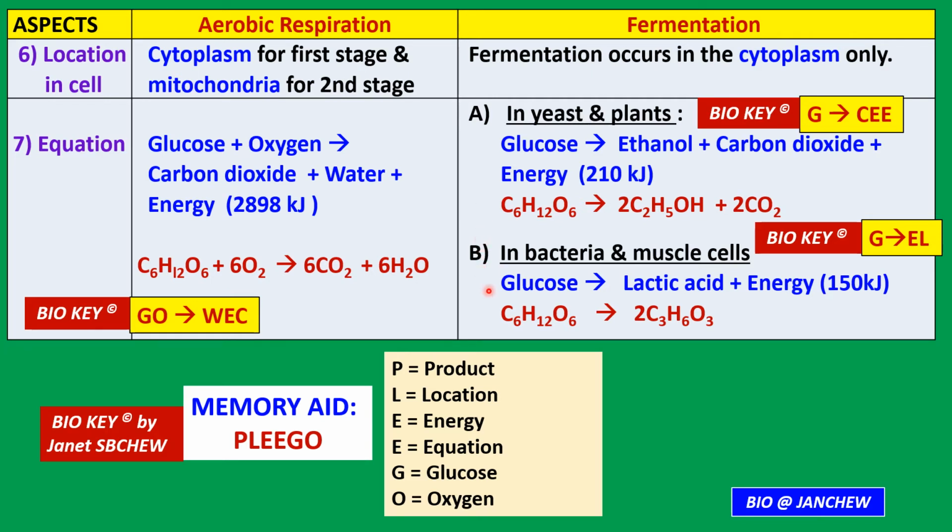Then for bacteria, in bacteria and muscle cells, remember GEL. Glucose produces lactic acid and energy, right? Always write the energy last, and then you can put in brackets the amount of energy. So here, these equations in blue are called the word equations, which you can write in for differences.